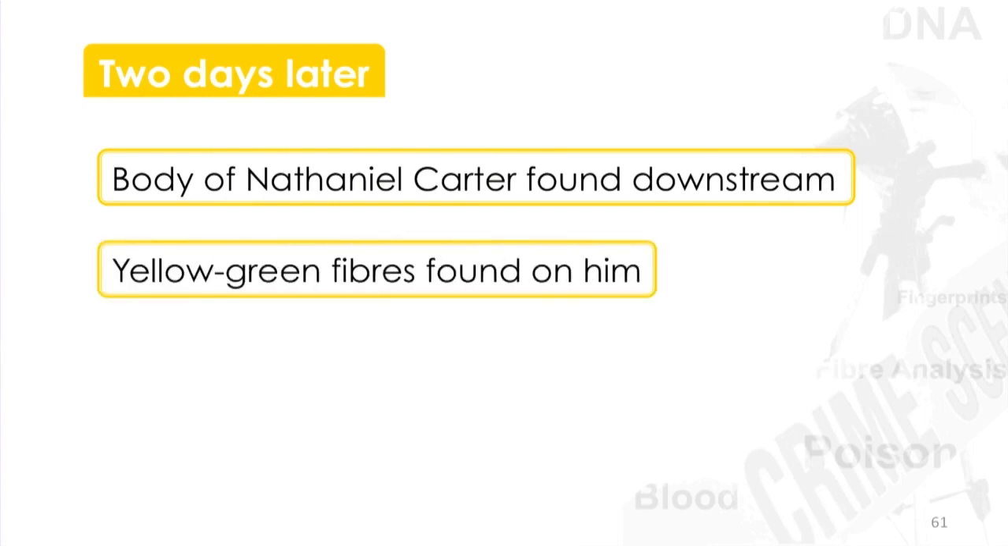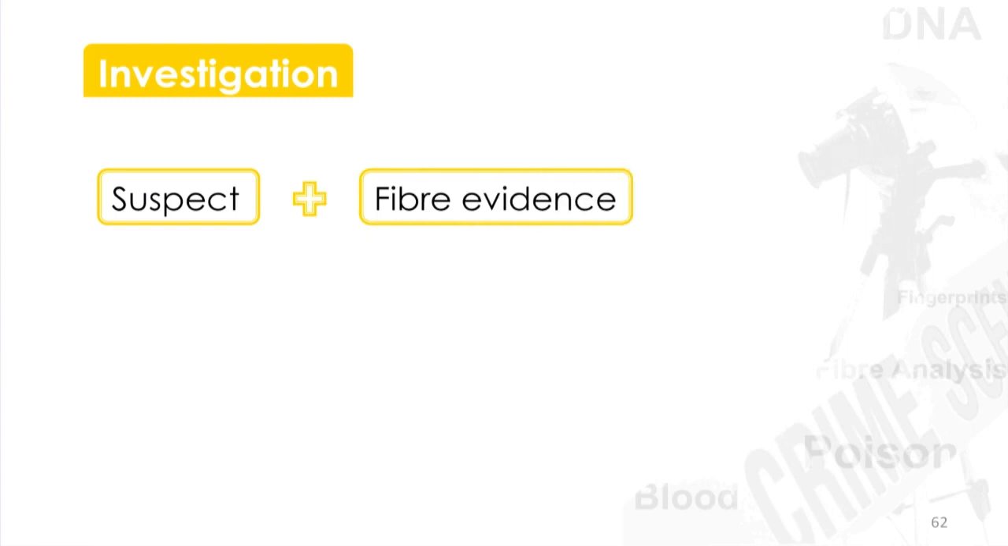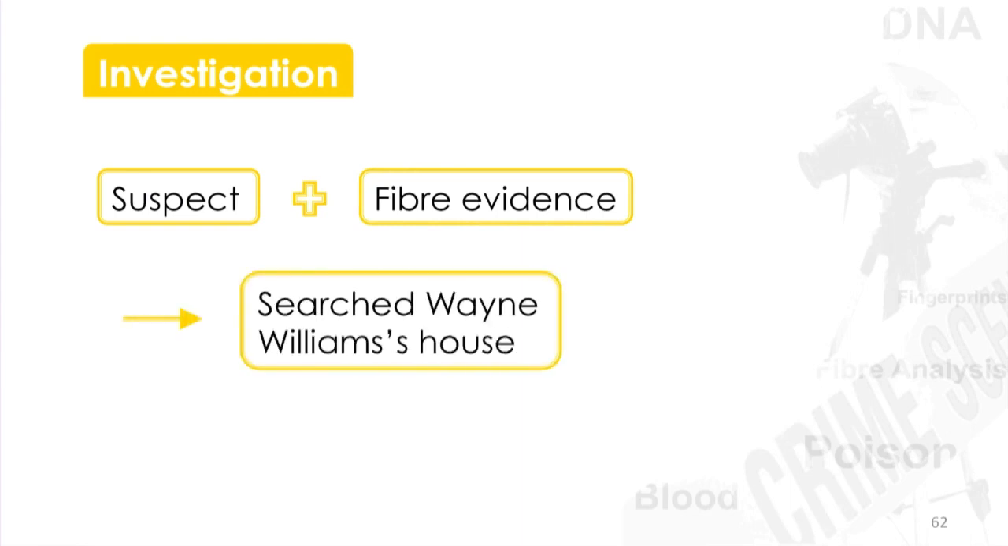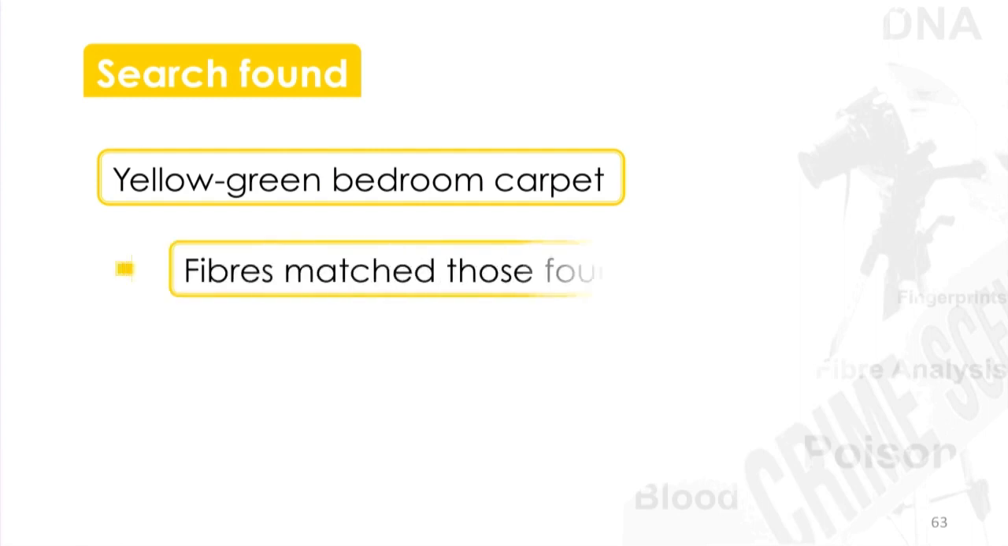And yellow-green fibers, identical to those found on earlier victims, were found on his body. Not in his clothes, because he didn't have any, they were in his hair. So now the police have a suspect, and they also have forensic evidence in these fibers. So naturally they searched Wayne Williams' house, and they found he had a yellow-green bedroom carpet, and the fibers from that carpet matched fibers found on 10 of the victims.